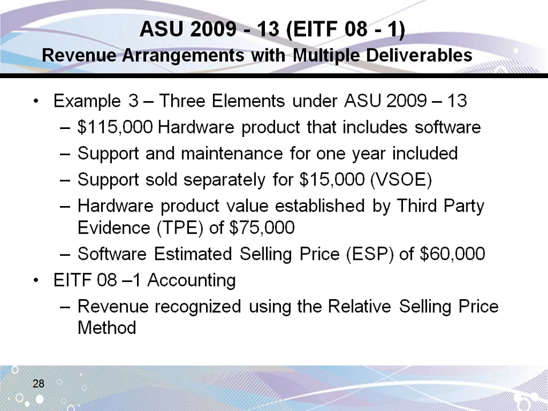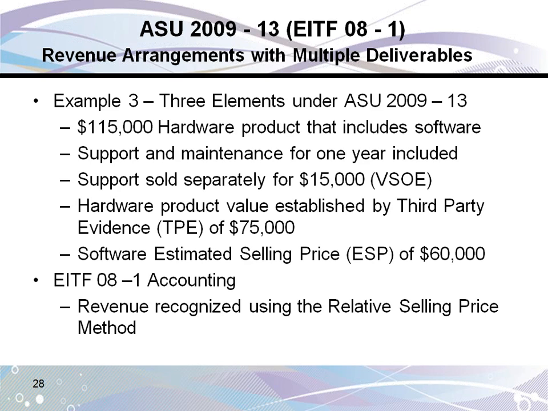Now we're going to look at the relative selling price method. And we've got the same fact set. We've got a $115,000 bundle that includes the hardware, the software, and the support and maintenance for 1 year. We have support sold separately at $15,000 a year, so we have VSOE for that. And so we're going to need to establish the values for our other two elements in the arrangement. In this case, it's the hardware product. And in our example, we're going to take as a given or an assumption that the third-party evidence of that hardware product is $75,000. And we've estimated the selling price of the software at $60,000.